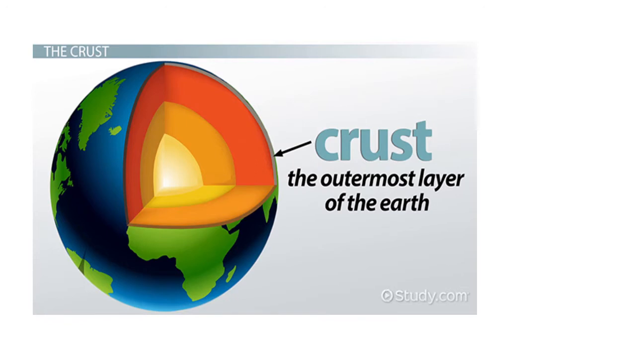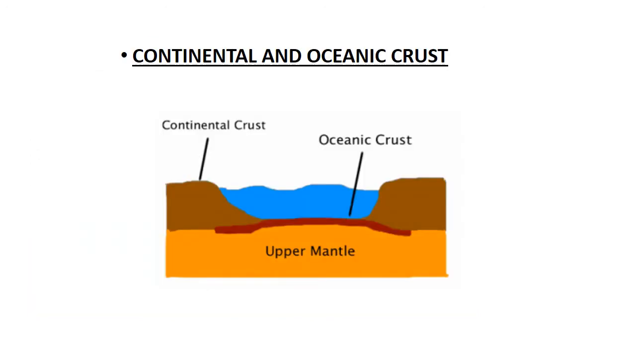The crust is the thinnest of all the layers when compared to the mantle and the core. It can be divided into two sub-layers. So it is the thinnest of all the layers, and also it is divided into two sub-layers. Now we will come to know about the continental and oceanic crust.